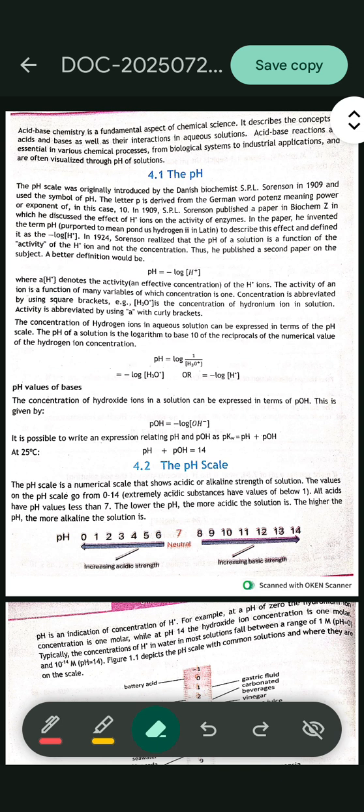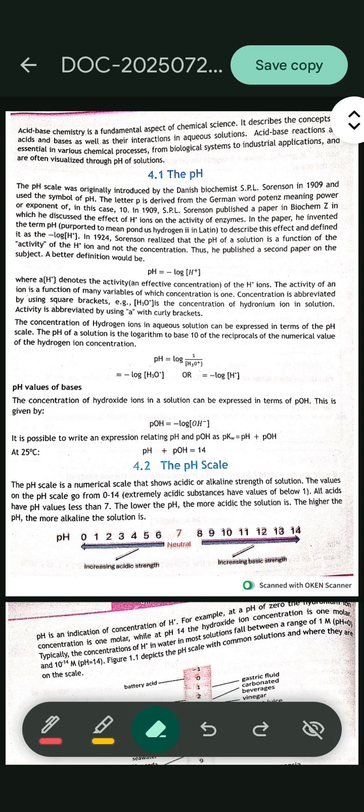The activity of an ion is a function of many variables, of which concentration is one. Concentration is abbreviated by the square brackets. As we all know, we write the concentration terms in square brackets. For example, for the hydronium ion, we use it in square brackets, and activity is abbreviated by using curly brackets.